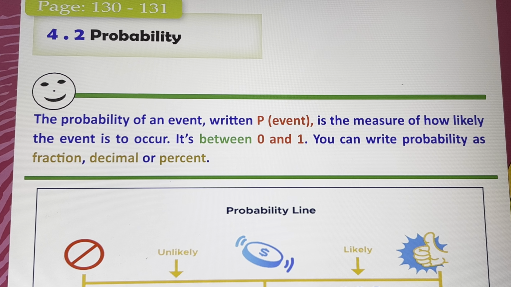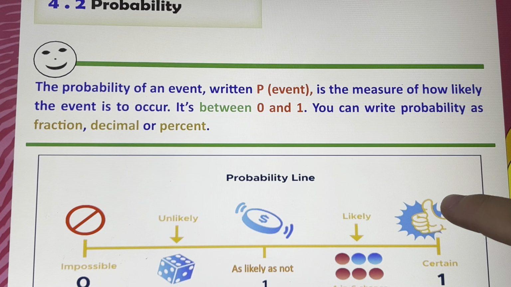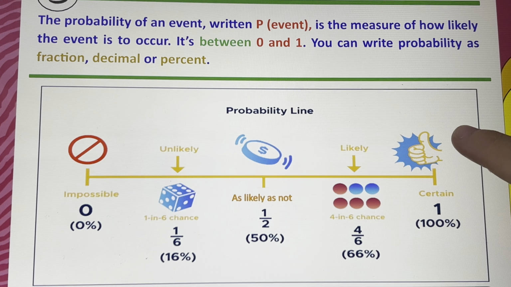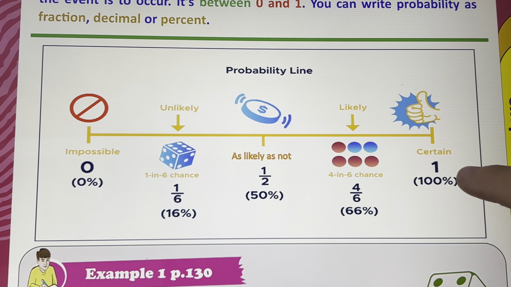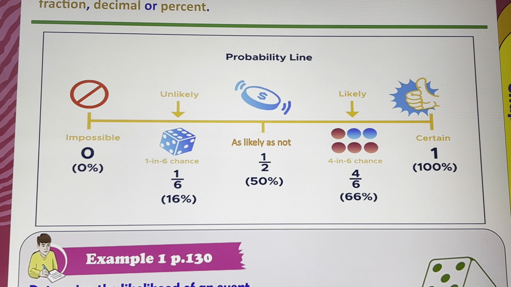The probability of an event, written P(event), is the measure of how likely the event is to occur. It is going to be between 0 and 1. You can write probability in three different ways: as a fraction, as a decimal, or as a percentage. From this figure, you can understand more clearly.